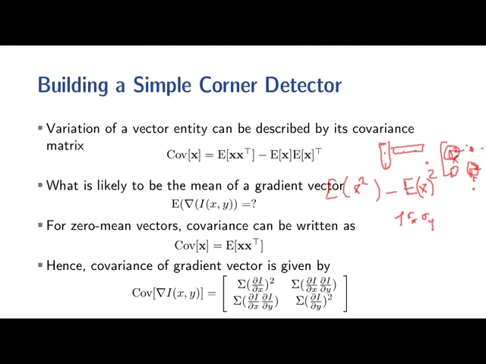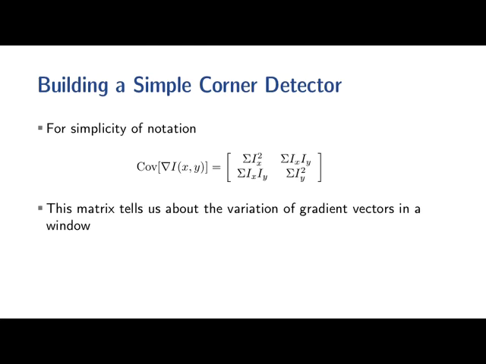Everyone follows that argument? What I showed you on the last slide is that it looks like the variance of the gradient at a corner would vary differently. Now I've written a mathematical entity, and I'm saying at a corner this entity should have a different form. For simplicity of notation, instead of partial derivatives, I'm just using subscript x and y. So I sub x is the partial derivative of I with respect to x, and I sub y is the partial derivative of I with respect to y. This is what the covariance of the gradient looks like, and this matrix tells us about the variation in the gradient vectors in a window, in a patch.